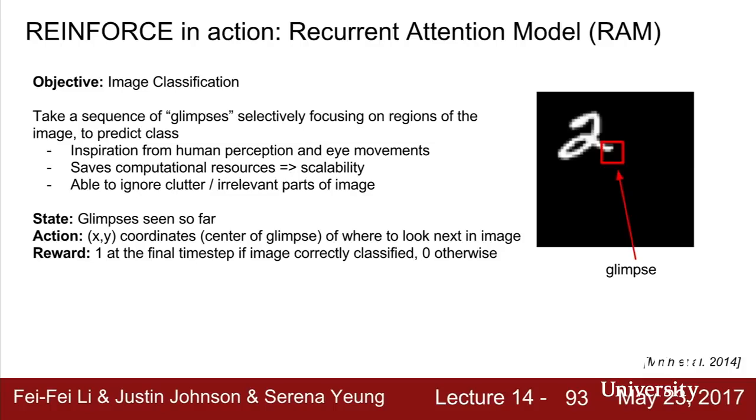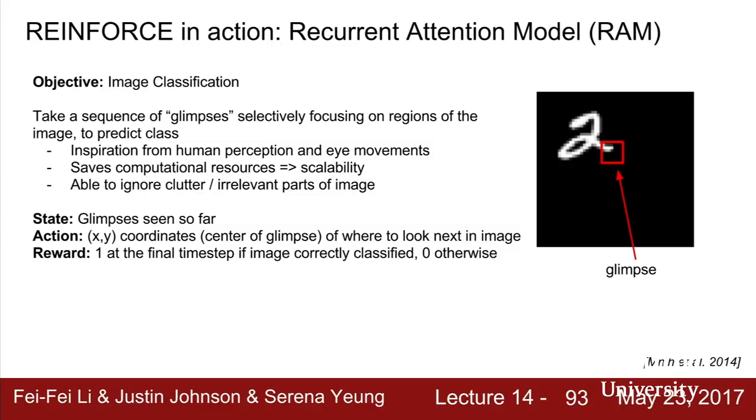This saves a lot of computational resources, and you can think about the benefits of this to scalability, being able to, let's say, process larger images more efficiently. Finally, this could also help with actual classification performance, because now you're able to ignore clutter and irrelevant parts of the image. Instead of always putting all the parts of your image through your ConvNet, you can first prune out the relevant parts that you actually want to process using your ConvNet. Okay, so what's the reinforcement learning formulation of this problem? Well, our state is going to be the glimpses that we've seen so far.